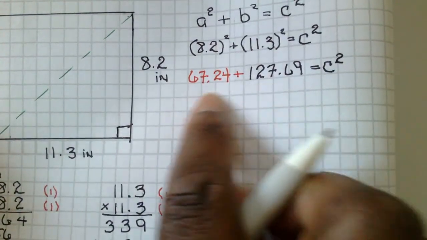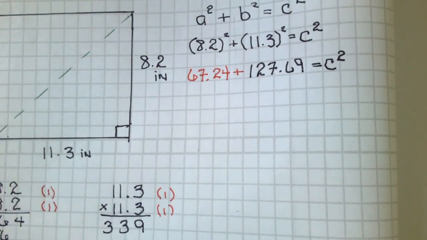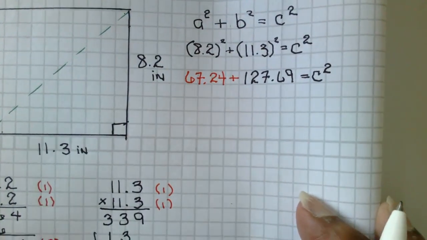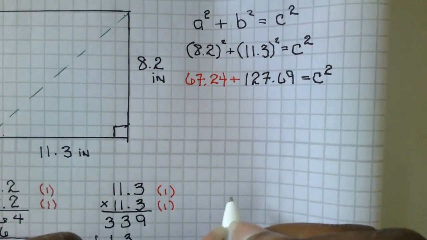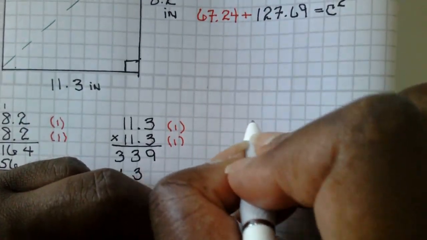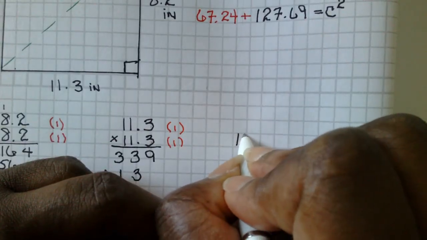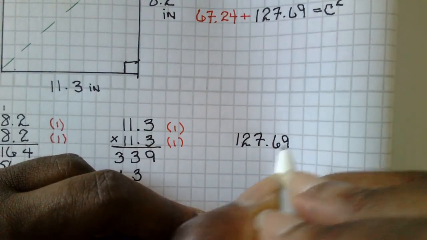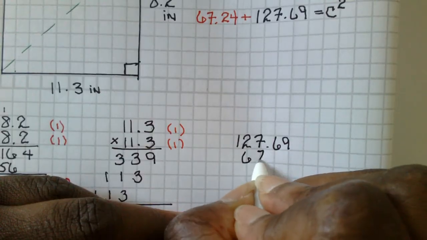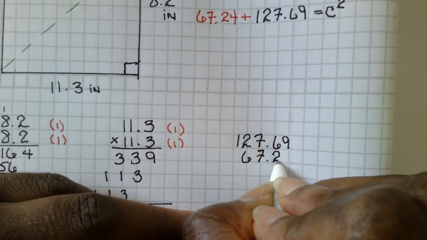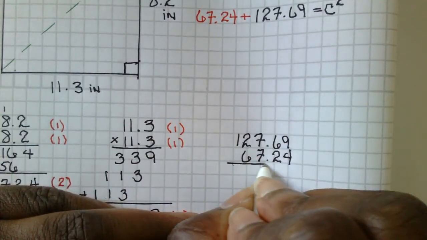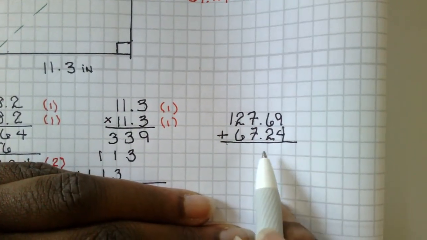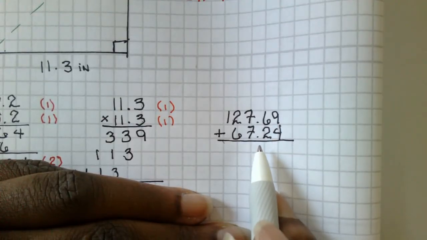So now, we got to add these two together. I know, it's all kinds of cray-cray, but we're making it through. So since we're adding them together, we just have to line them up. So it's going to be down here. So I got my 127 and 69 hundredths. We have our 67.24. So since we're adding our decimals up, that's why we got to line up our decimals.